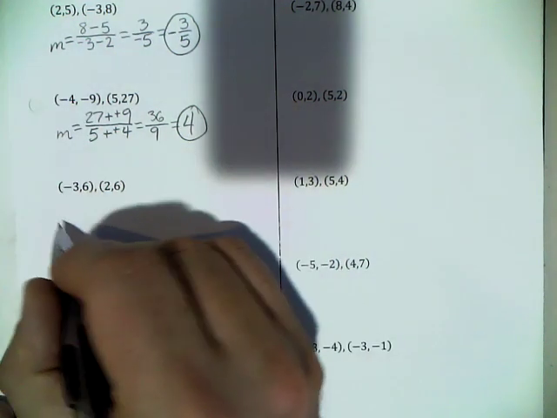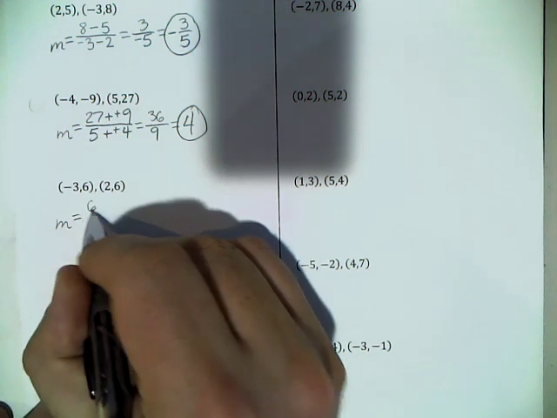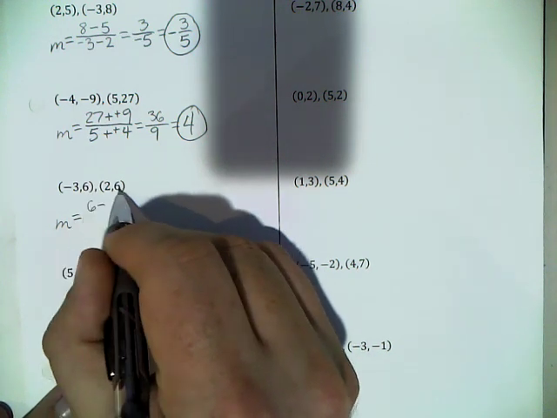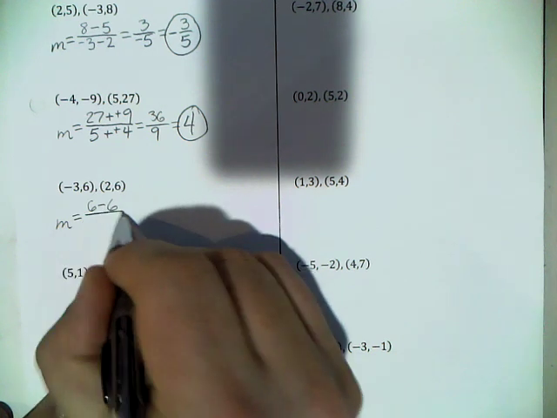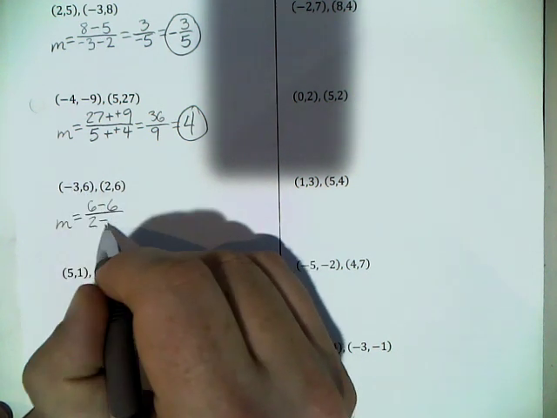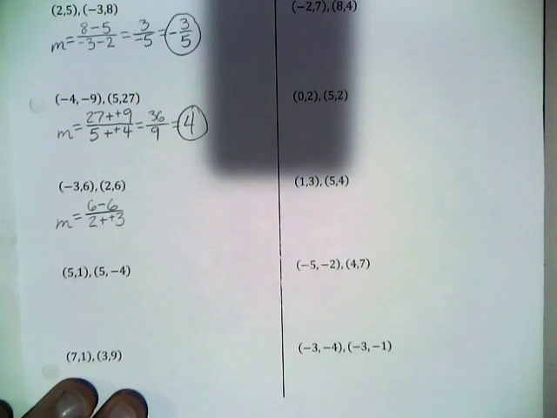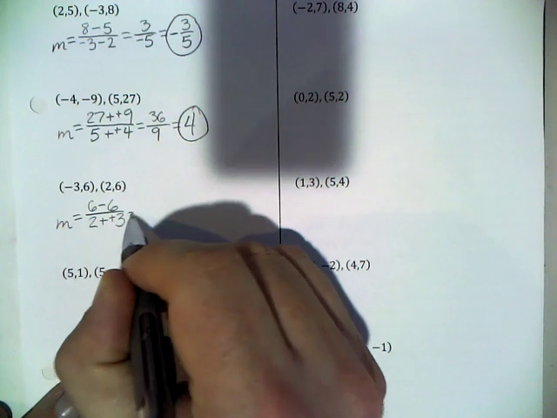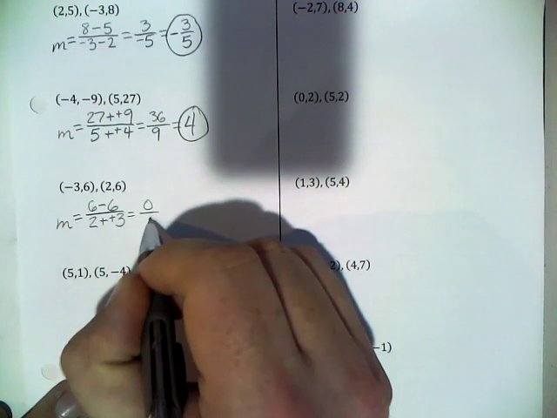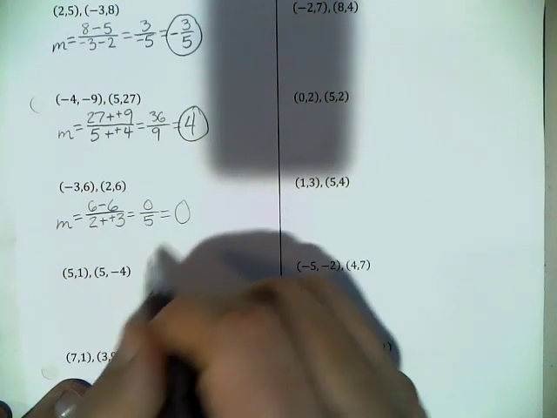Next example, m equals y sub 2 minus y sub 1. So second y value is 6, minus the first y value is 6, over x sub 2, which is 2, minus x sub 1, which is negative 3. Minus the negative instantly changes to plus a positive. Now up top, 6 minus 6 is 0. On bottom, 2 plus 3 is 5. And 0 over 5, of course, is just 0.